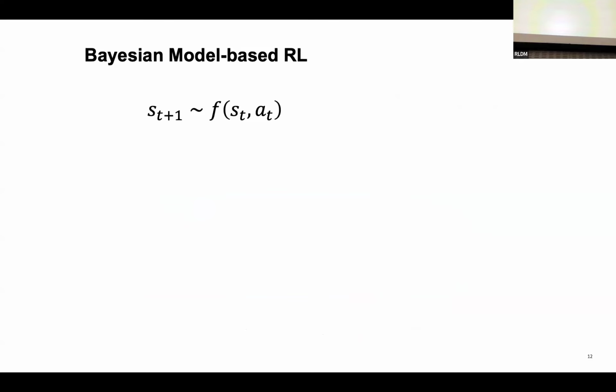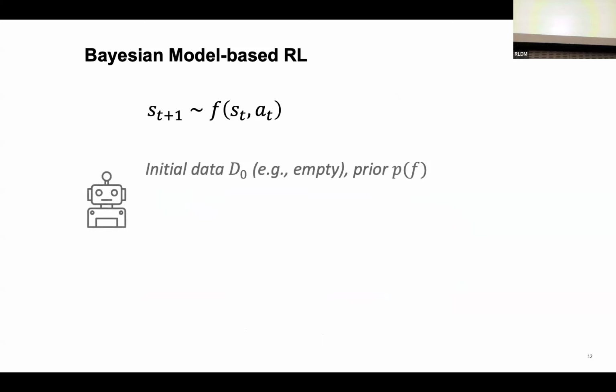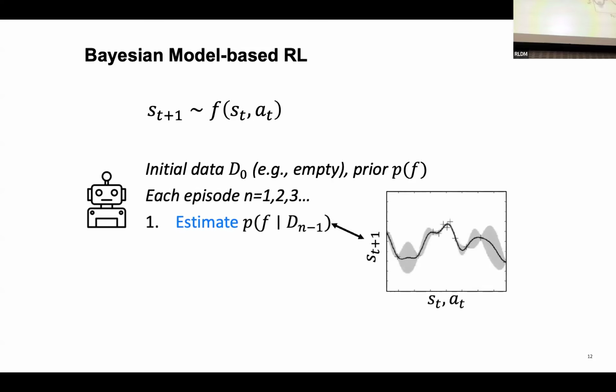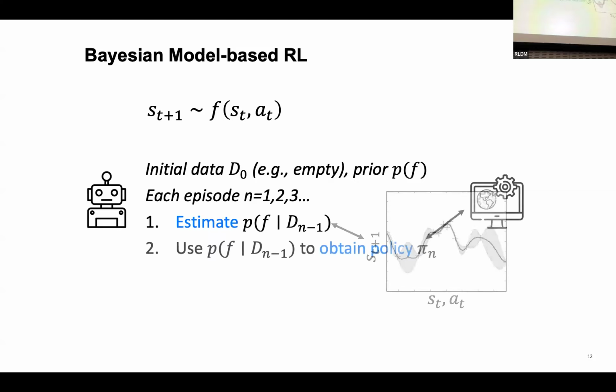So we're going to take a Bayesian perspective on our models. We're going to quantify the epistemic uncertainty, what we know and what we don't know about the unknown dynamics. And we'll proceed in an episodic fashion. In every round, we first start with a prior over the dynamics model. We might start with some initial data, maybe it's empty, maybe we've already collected some behavioral data. In every episode, we take the data so far and refine our model, and we get these confidence estimates, like this one-dimensional cartoon here.